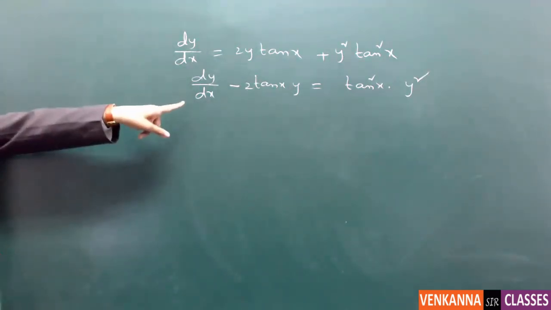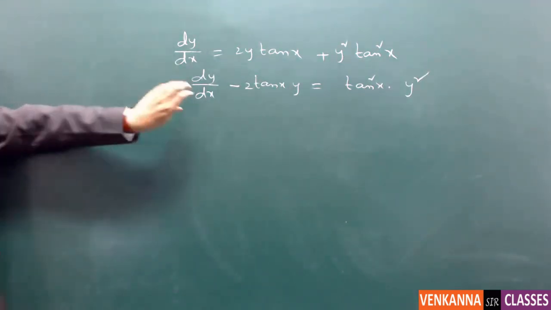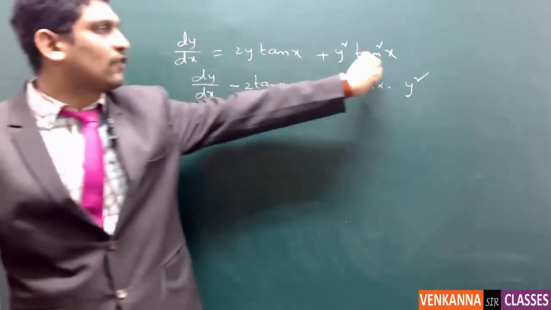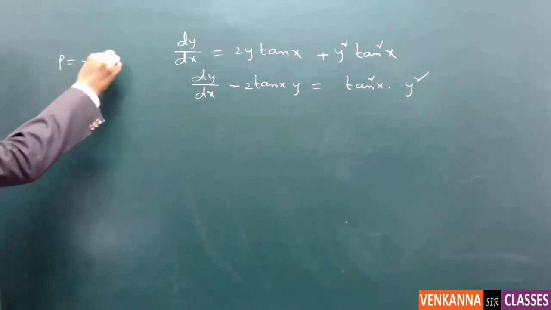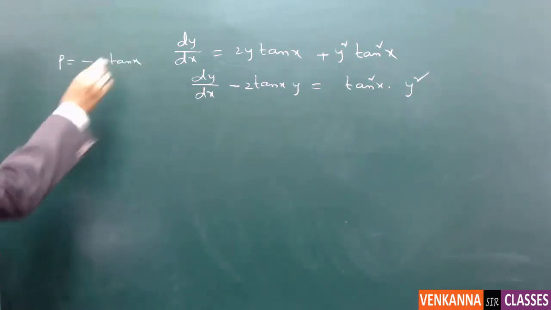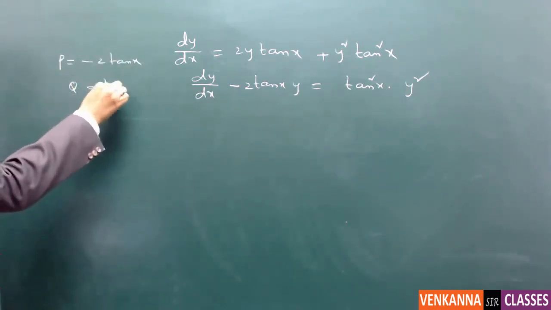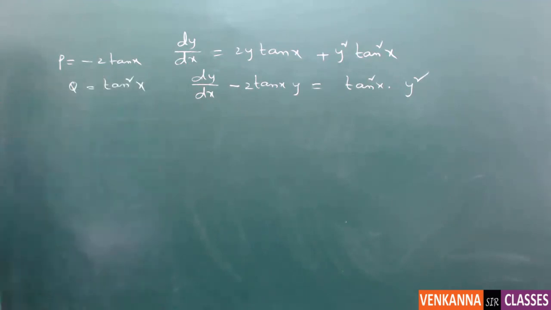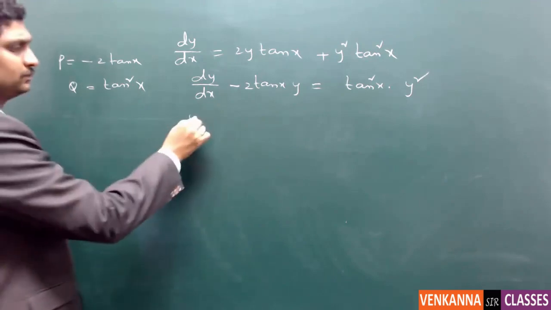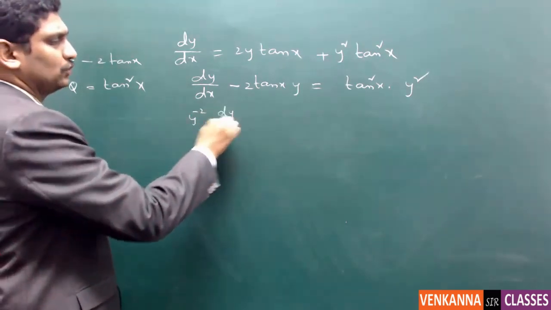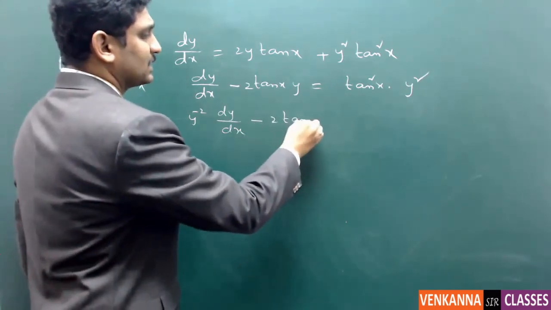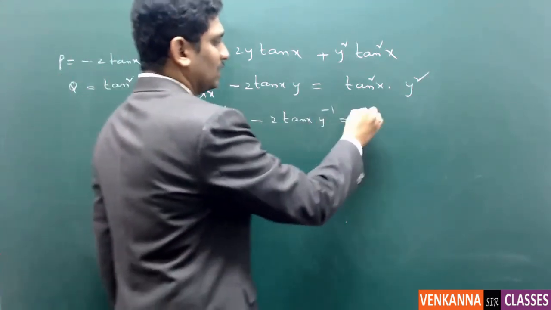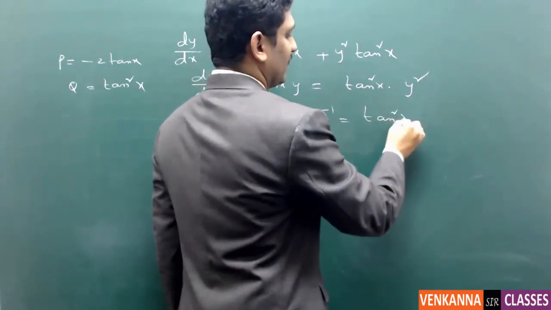Now it came into the form dy by dx plus py equal to q into y power n. So here p is equal to minus 2 tan x, q is equal to tan square x. So divide with y square on both sides. So y power minus 2 into dy by dx minus 2 tan x into y power minus 1 is equal to tan square x.